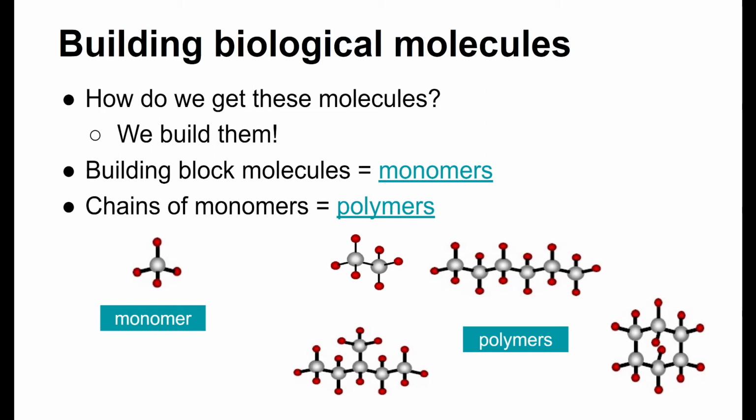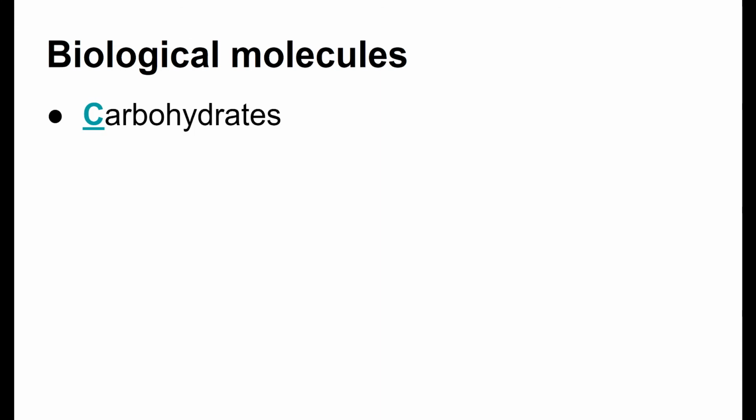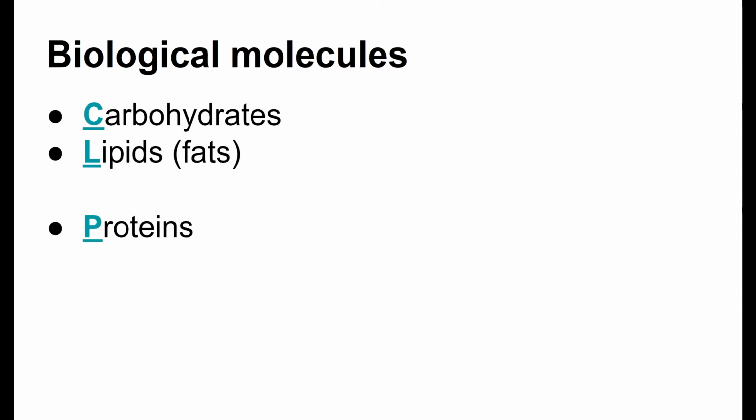Now, the one in this picture is not a biological molecule, it's just an example. But when we look at our biological molecules, all of them have smaller parts, monomers, that we put together to make polymers. Now, the four main biological molecules are carbohydrates, that's one of the ones we're going to talk about today, and lipids, otherwise known as fats. Then two that we will talk about in later units are proteins and nucleic acids. Nucleic acids are things like DNA and RNA.